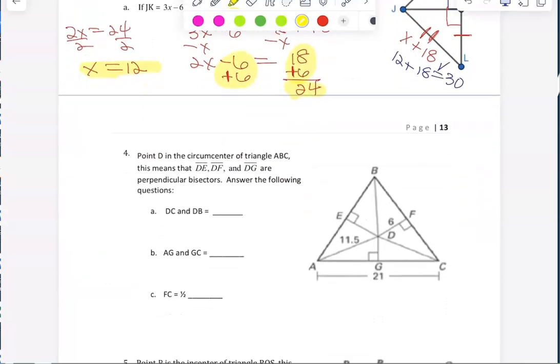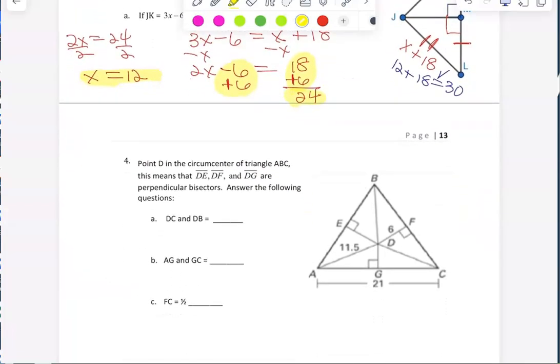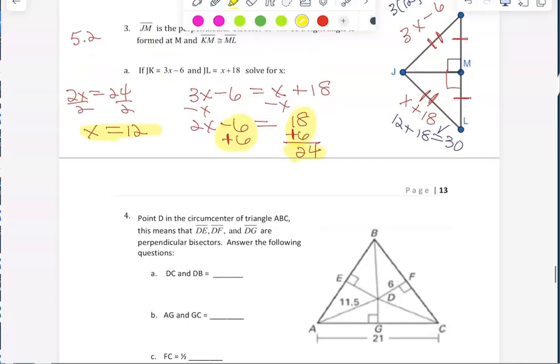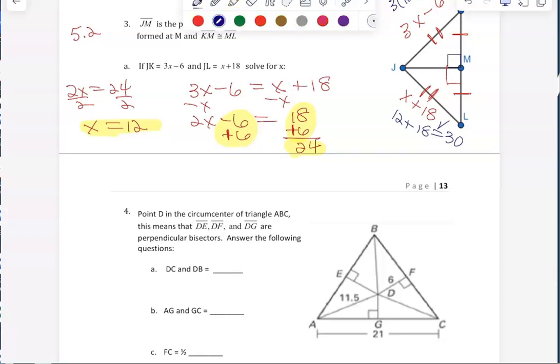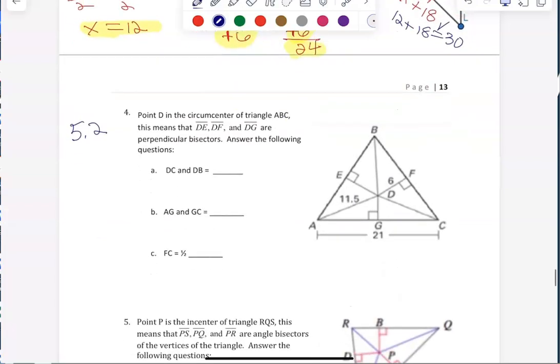Okay, let's go on down to 4. So 4 has to deal with the circumcenter of triangles. That's also a perpendicular bisector issue. So look what's happening here. It says point D is the circumcenter. Remember, whenever you think circumcenter, you think perpendicular. That reminds you of perpendicular bisector of triangle ABC. This means that DE, DF, and DG are perpendicular bisectors.